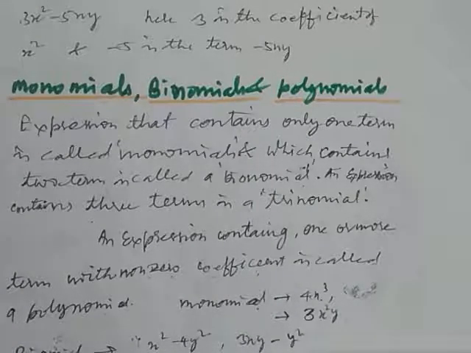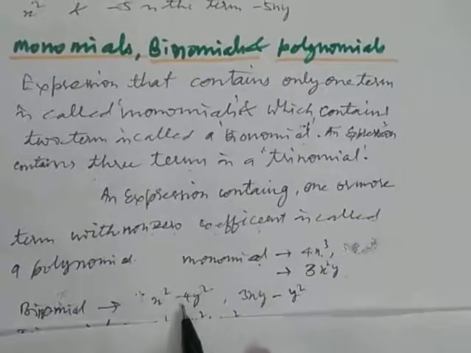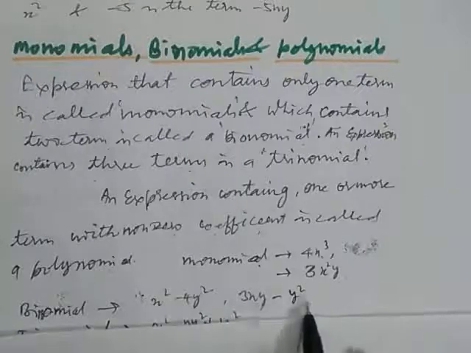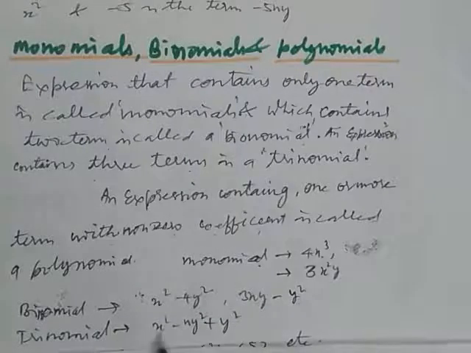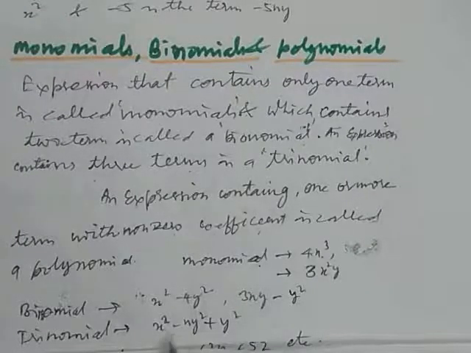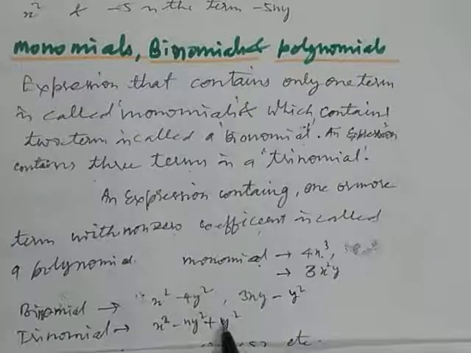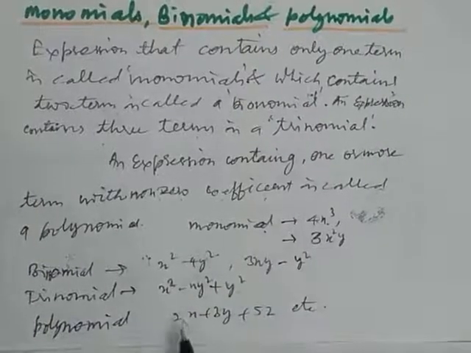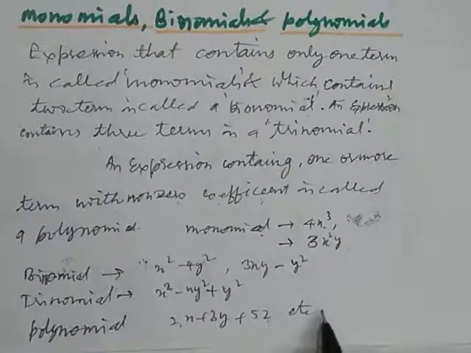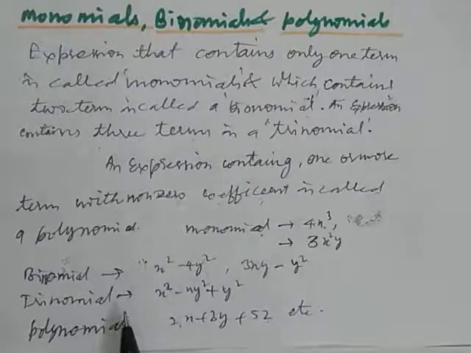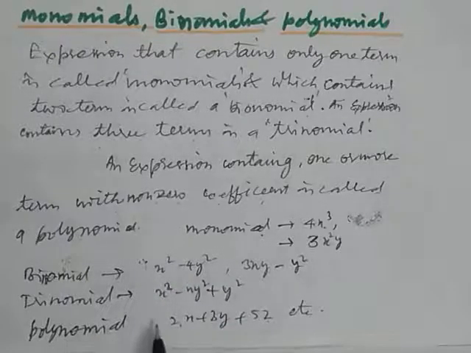Now binomial: x square minus 4y square has 2 terms, so it is a binomial. 3xy minus y square has 2 terms, so binomial. Trinomial: x square minus xy square plus y square contains 3 terms, 1, 2, 3, so it is a trinomial. Polynomial: 2x plus 3y plus 5z, etc. A polynomial can be a monomial, binomial, or trinomial. So this way we learn how to recognize an expression.